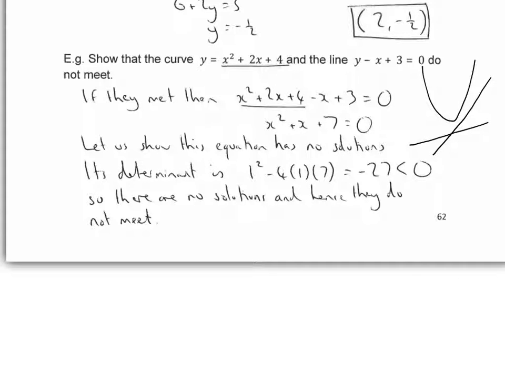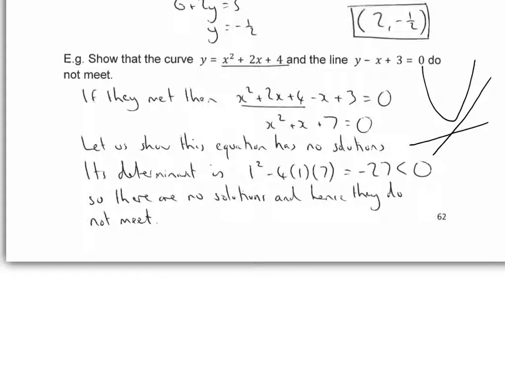Showing that things don't meet is slightly counterintuitive. If you're going to show that something doesn't meet, you start with the assumption that they do meet. You start working through the question, trying to find out when they meet, and you should obviously get no answers at all. If you try to find out when they meet and they don't meet, there shouldn't be an answer. So let's start this question.